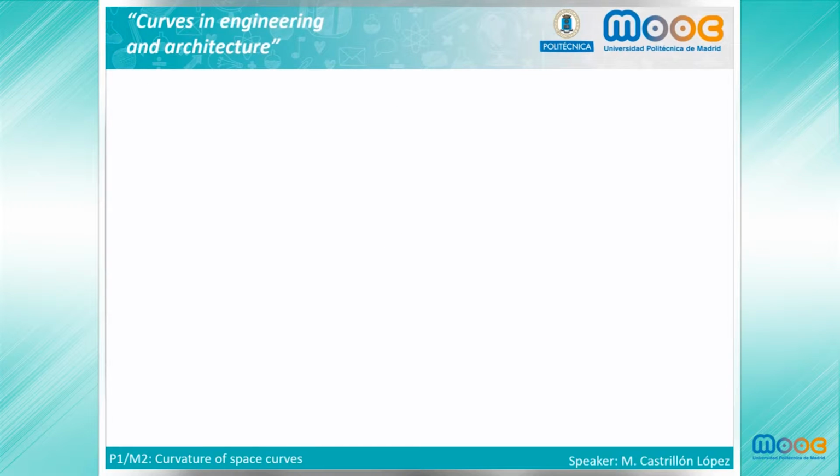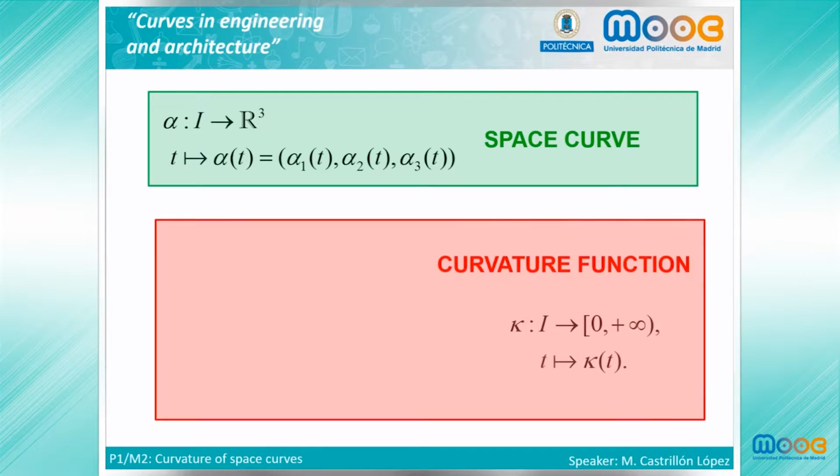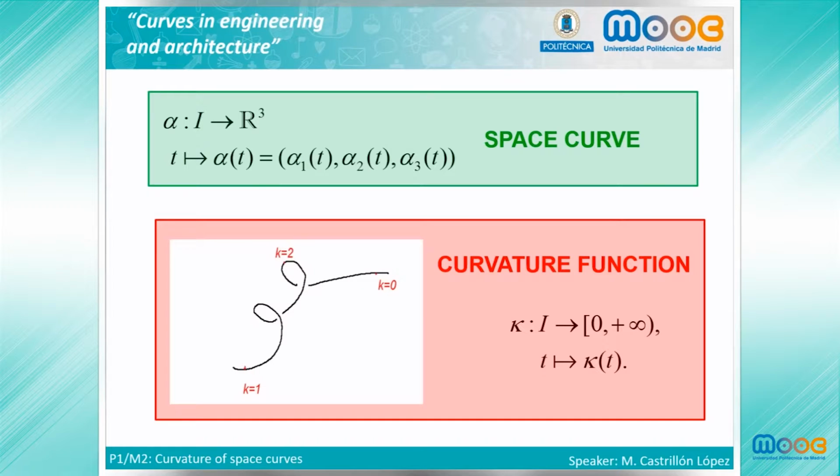We are going to consider the modern point of view using parameterized curves, in this case taking values in R3. We will define and study its curvature function. For each t, the value kappa of t will measure how sharply the curve bends at that point alpha of t. In the picture, we can see how the curvature is larger if the curve bends sharply, and equals 0 if the curve looks like a flat straight line.